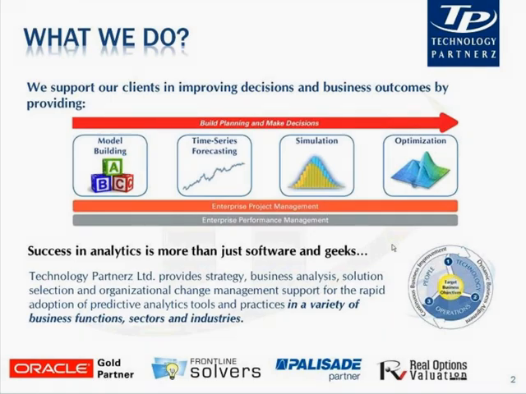Maybe to get started, we're going to talk about what we do. Essentially, Technology Partners Limited supports its clients in improving their decision and business outcomes by working on making decisions, enterprise project management, and enterprise performance management by providing the following services: model building, time series forecasting, simulation, and optimization. These are the technical things that we bring to the table.